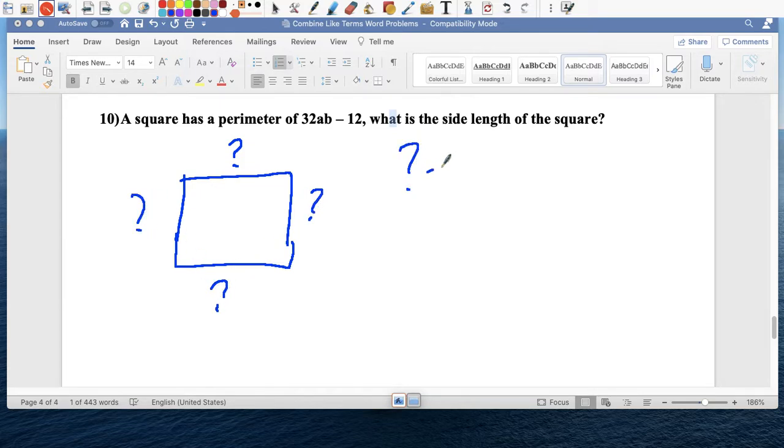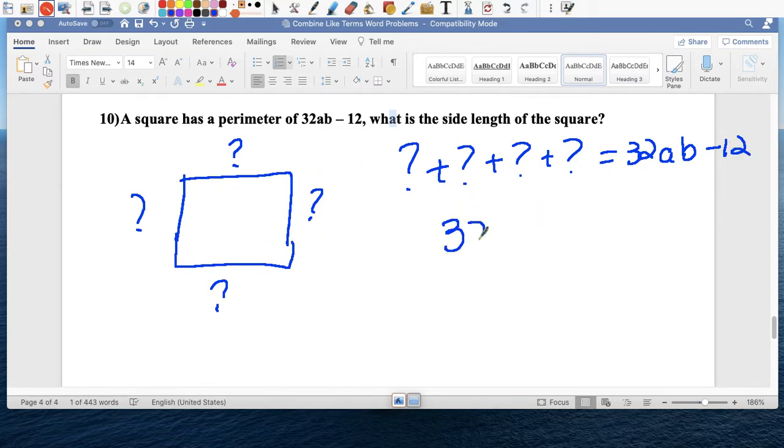So that plus that plus that plus that equals 32AB minus 12. Now I know all the sides are the same because it's a square. So all we have to do is divide it by 4. But be careful how you divide this by 4, because you have to divide this by 4 and this by 4. So we're dividing everything by 4.